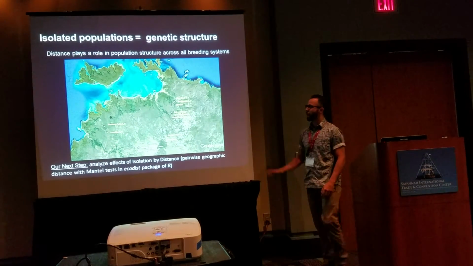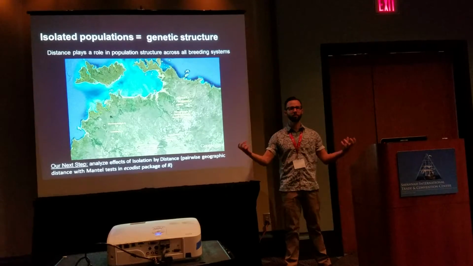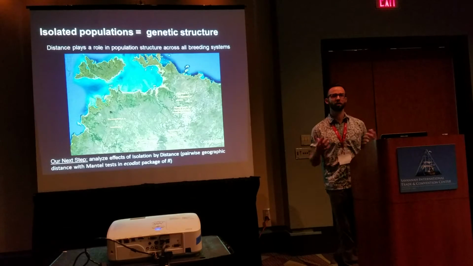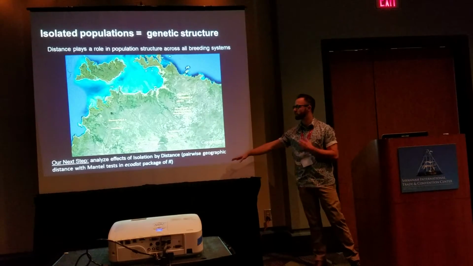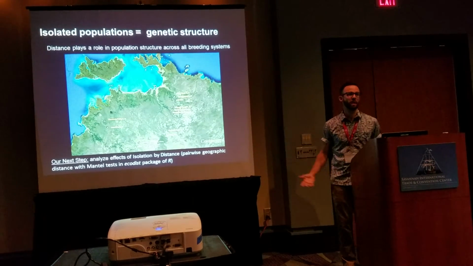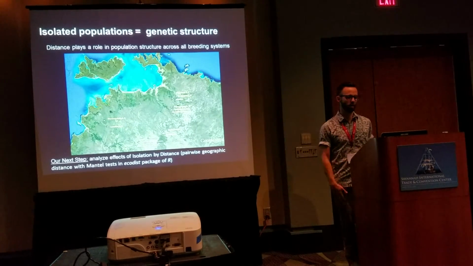Lastly, I really want to talk about isolation. So the farther these populations are, it seems like there's more unique haplotypes occurring for these individuals and less outcrossing. So one of our next steps is to look at isolation by distance using Mantel tests and the ecodist package of R to really get a better understanding of what's going on at that level.